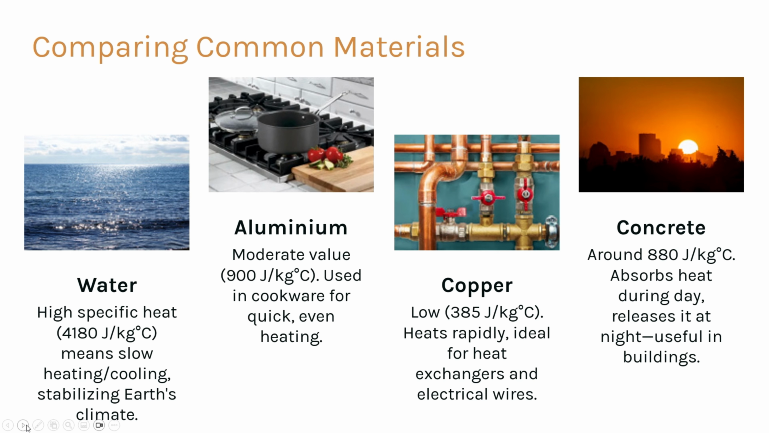Comparing common materials. Let's compare some real materials. Water has a very high specific heat capacity. This means it heats up slowly and cools down slowly. That's why oceans help stabilize Earth's climate. Aluminium has a moderate value. This makes it useful in cookware because it heats up quickly and evenly. Copper has a low specific heat capacity. It heats rapidly, which makes it ideal for heat exchangers and electrical wiring. Concrete has a fairly high value. It absorbs heat during the day and releases it at night, which is useful in buildings.